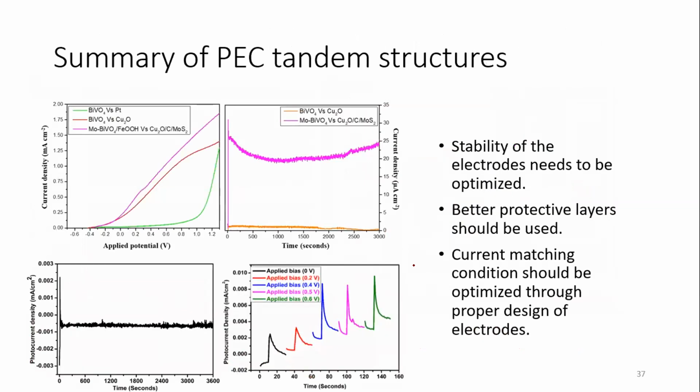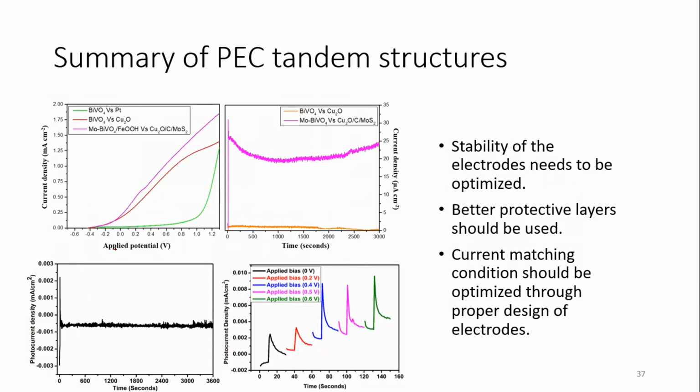So to summarize this PEC tandem structure, even though we got some photocurrent at zero bias, still more work is needed to stabilize the system. That's the summary of this tandem structure.